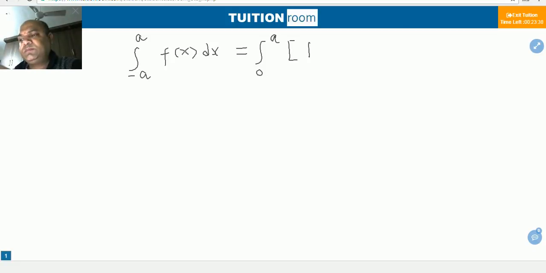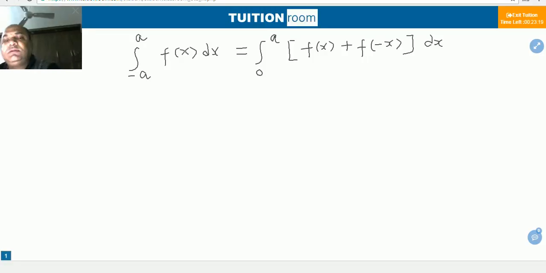Suppose we have to solve an integral which has been asked in IIT, and the integral is cos x divided by 1 plus e raised to power x dx. How will we solve it? We will apply this property. We will write 0 to pi by 2. This is our function f(x). And here, replace x by minus x.